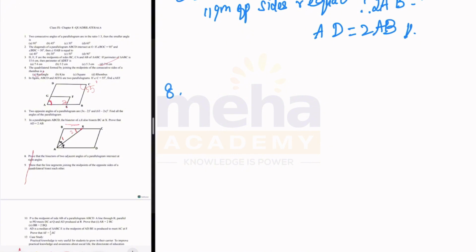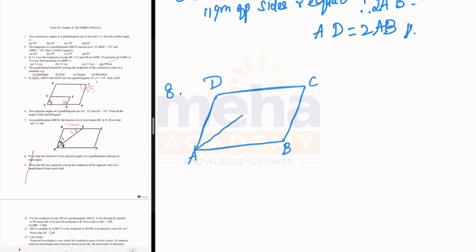Eighth question. Prove that the bisectors of the two adjacent angles of a parallelogram intersect at right angles. So for that let us draw a parallelogram first, ABCD. The bisector of the two adjacent angles or two consecutive angles. Let us take the bisector of angle A, bisector of angle B, let them meet at point P, and let us mark half of angle A as 1, half of angle B as 2. Now we have to prove that they meet at a point where the angle APB is 90 degree.